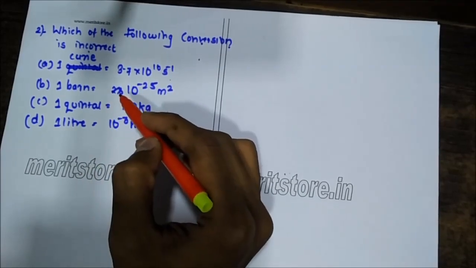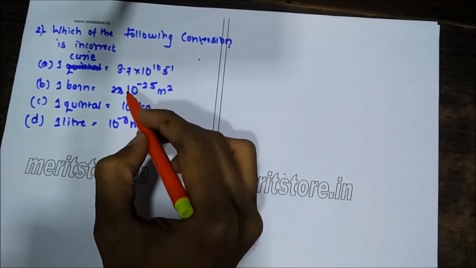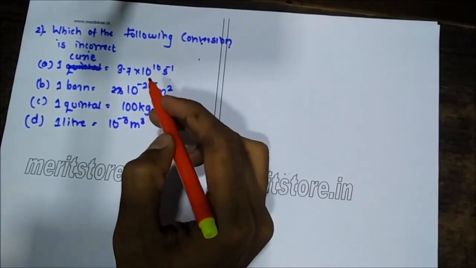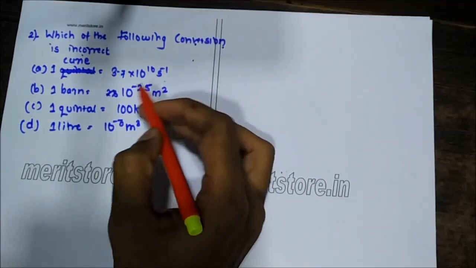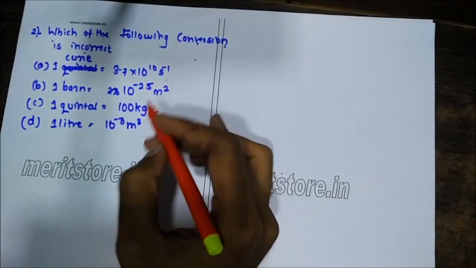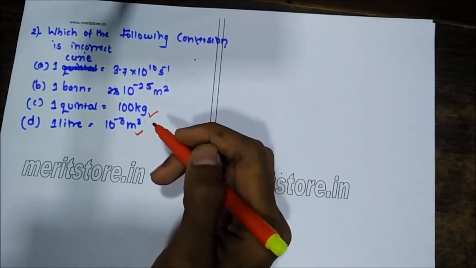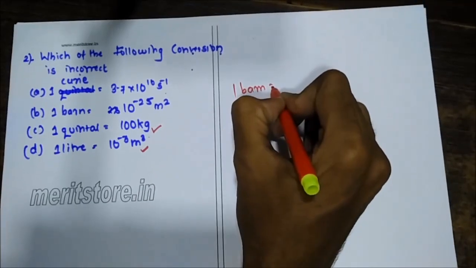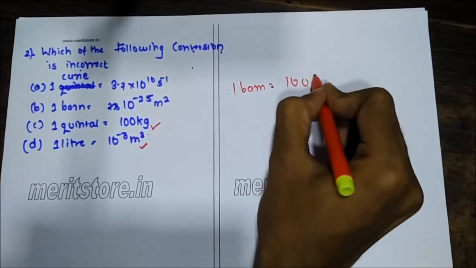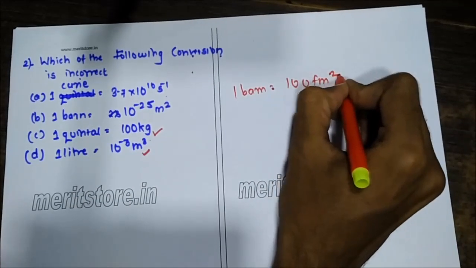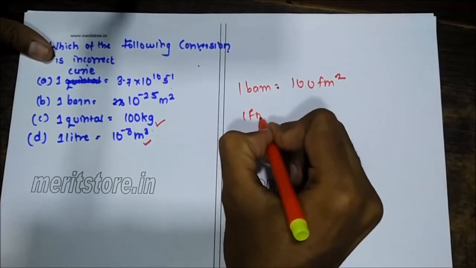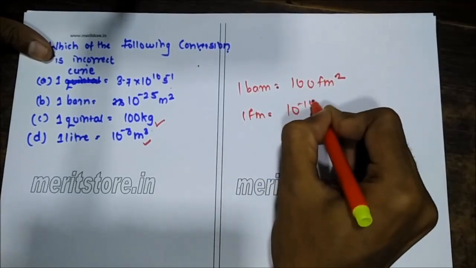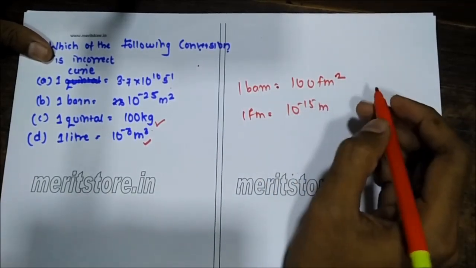1 barn is equal to 10 raised to minus 25 meters square. Yes, and 1 quintal is 100 kgs and 1 liter is 10 to the power minus 3 meter cube. But 1 barn is equal to 100 femtometers square, because 1 femtometer is equal to 10 raised to minus 15 meters.